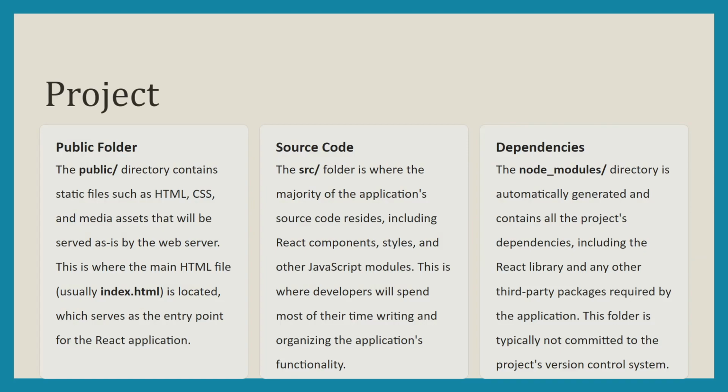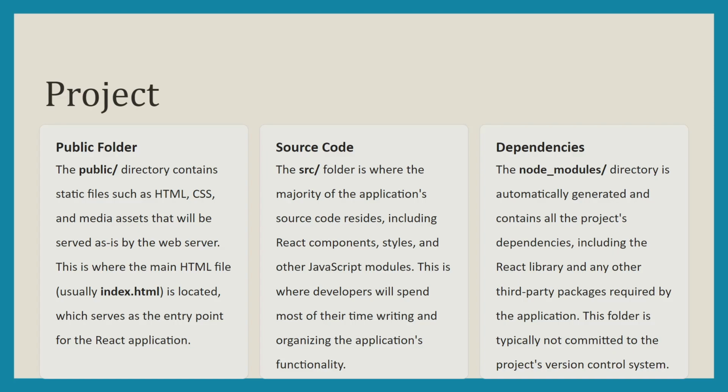So let's talk about the project structure. First is the public folder. The public directory contains static files such as HTML, CSS, and media assets that will be served as is by the web server. This is where the main HTML file, usually index.html, is located, which serves as the entry point for the React source code.